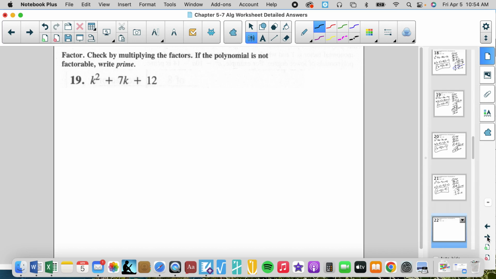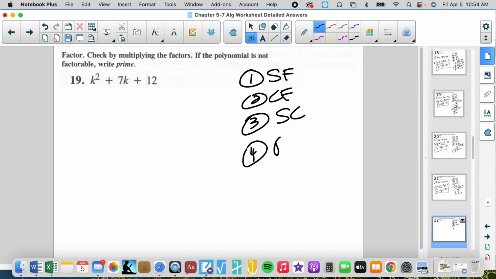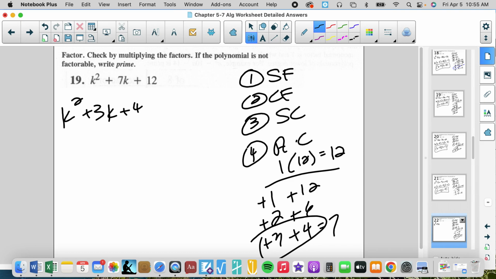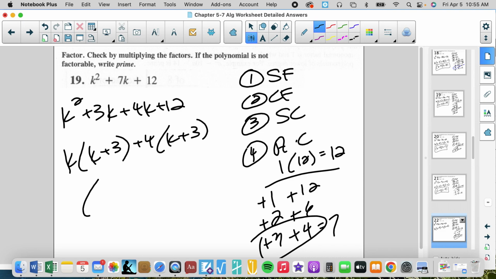All right. Standard form, common factor, special case, a times c. 1 and 12, 2 and 6, 3 and 4, signs are the same, both are positive. And I need it to equal 7. That's 3 and 4, plus 3k plus 4k plus 12. Factor out a k, factor out a 4. We get k plus 3, k plus 4.